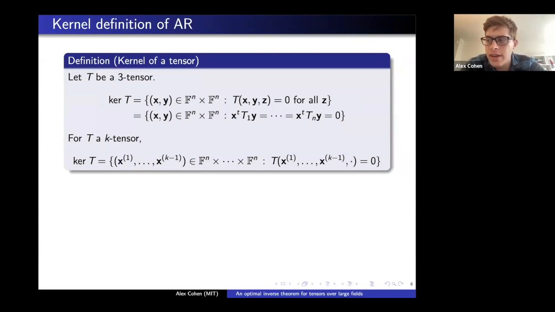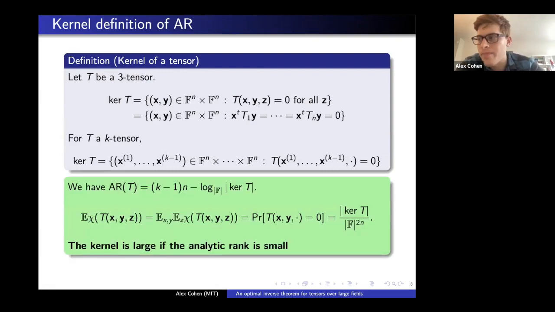Okay, so these calculations lead us to a nice interpretation of the analytic rank of a tensor in terms of its kernel. I'm just going to define the kernel for a 3 tensor first, and then the definition for a k tensor is kind of clear. What we do is we view our tensor not as a function of 3 input vectors, but as a function of 2 input vectors whose output is a linear form in Z. So the kernel is the input vectors x and y whose output is a 0 linear form. And so this is the same thing as the common 0 locus of n bilinear equations in x and y. In general, for a k tensor, it's the locus of k minus 1 input vectors whose output in T is the 0 linear form.